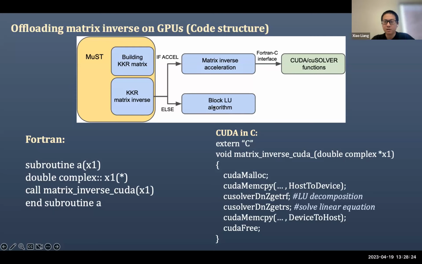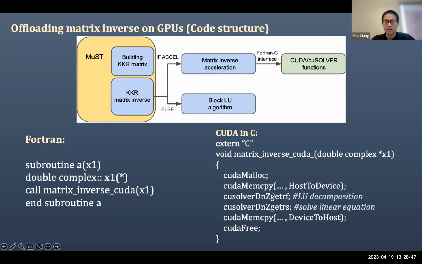If on CPU, then block LU is adopted. If on acceleration cards, we initialize the variables in a Fortran subroutine. Then we call the C program through the Fortran-C interface. Here, we demonstrate the Fortran-C interface. In the Fortran part, it's just a subroutine calling the C.